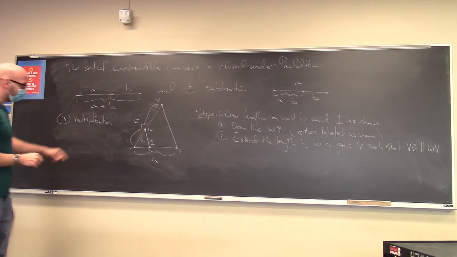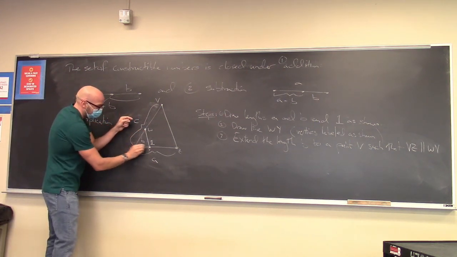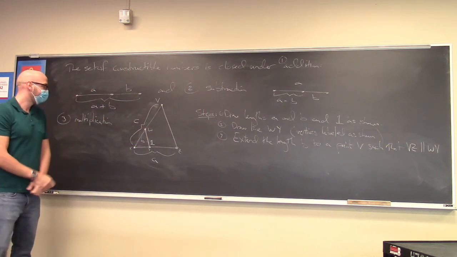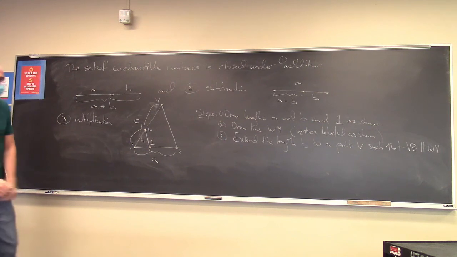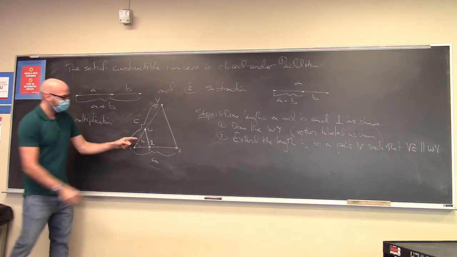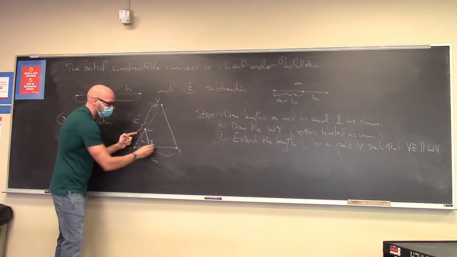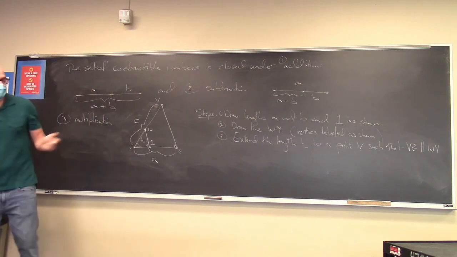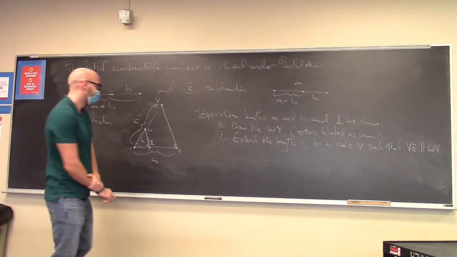How long is C? Well, what I have here is two similar triangles. Is it clear to you that they're similar? They share this angle. And because these two lines are parallel, this is a transversal. So these corresponding angles are equal as well. So by AA, those are similar triangles.